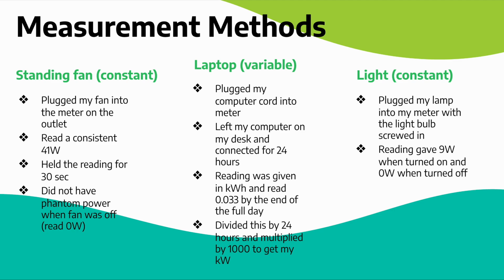So the measurement method did differ depending on the kind of device I was using. For the fan, which is a constant device, I just plugged in the meter and read a consistent reading after 30 seconds. The fan did not have phantom power. For my laptop, which is a variable power device, I plugged in my computer cord and let it be for 24 hours, and I got 0.033 kilowatt hours at the end, which I divided by 24 and multiplied by 1,000 to get kilowatts. For my light, which was a constant power device, I plugged my lamp into my meter, and the light bulb gave me 9 watts when it was turned on, and 0 watts when it was turned off.